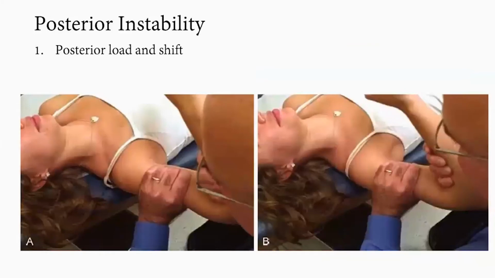Posterior instability: as we discussed before, the anterior load and shift test. Here, the posterior load and shift test is performed, where instead of doing an anterior translation of the humeral head, we try posterior translation of the humeral head and detect the amount of translation over the posterior rim.